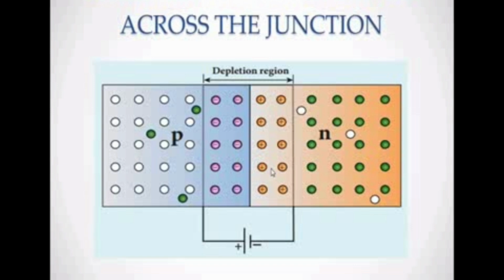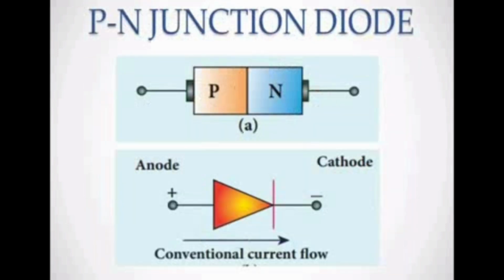The difference in potential across the depletion layer is called the barrier potential. At 25 degrees Celsius, the barrier potential is approximately 0.7 volts for silicon and 0.3 volts for germanium. This is the barrier potential for PN junction diodes. This is a symbol of the PN junction diode. See the P and N: one side is P-type, the other is N-type.